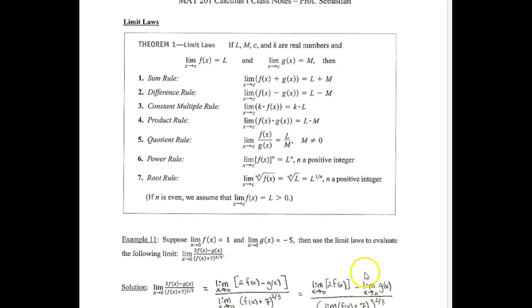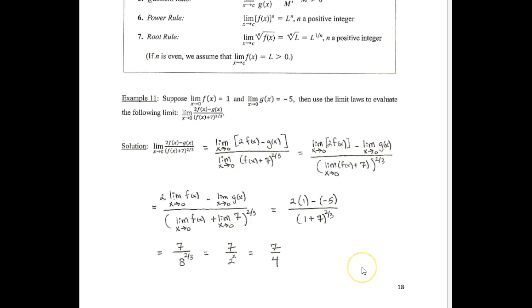So understanding all of those rules, if you come down, I gave you an example here on page 18, example 11, where let's suppose that it doesn't matter what these functions are at this point. Suppose that the limit as x approaches 0 of f of x is 1, and the limit as x approaches 0 of g of x is minus 5. So whatever we've done to get those limits evaluated, we have them. So let's evaluate this kind of more complicated limit. The limit as x approaches 0 of 2 times f of x minus g of x, divided by quantity f of x plus 7, raised to the 2/3 power.